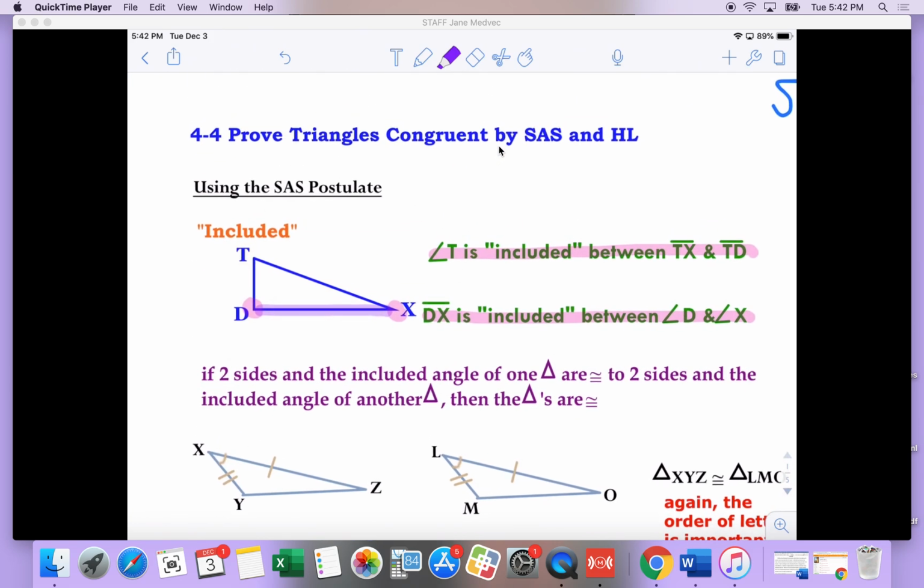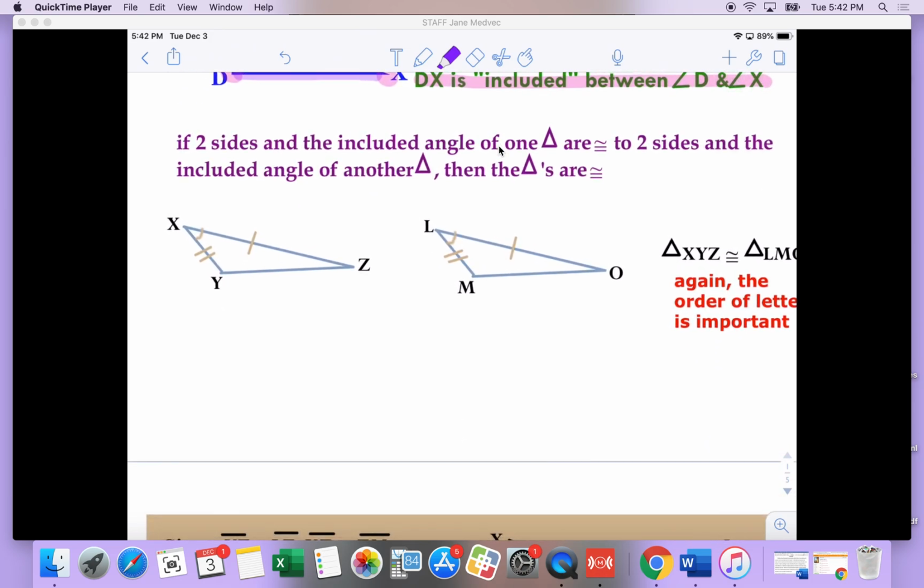So when we're looking at side, angle, side, if two sides and the included angle of one triangle are congruent to two sides and the included angle of another triangle, then the triangles are congruent. In other words, I've got a side that's congruent. I have an angle that's congruent. And then I have the other side that's next to that angle. Then it's considered side, angle, side. Okay?